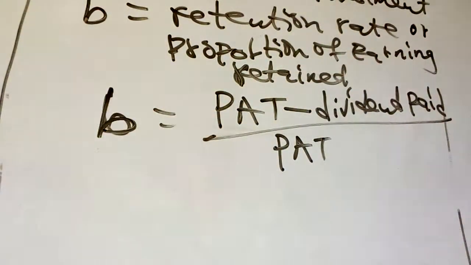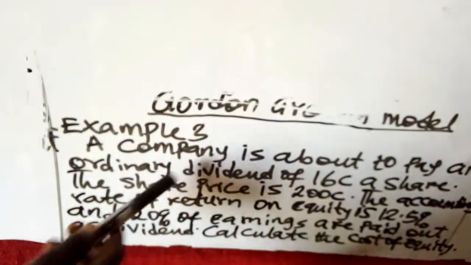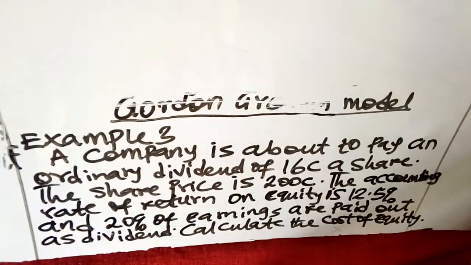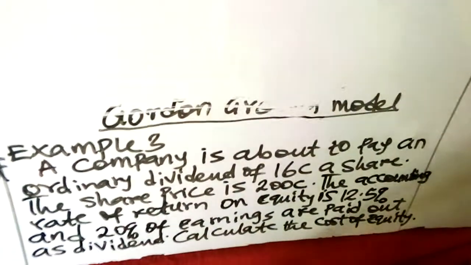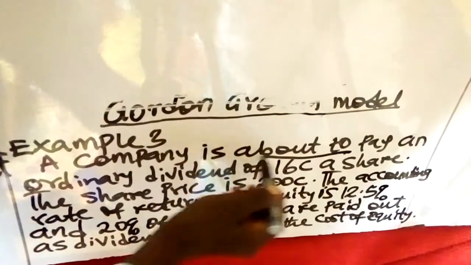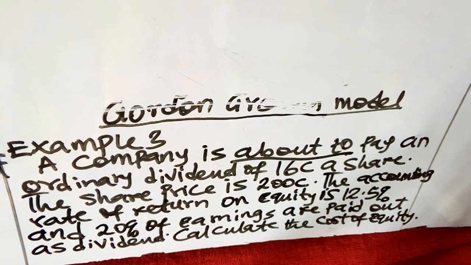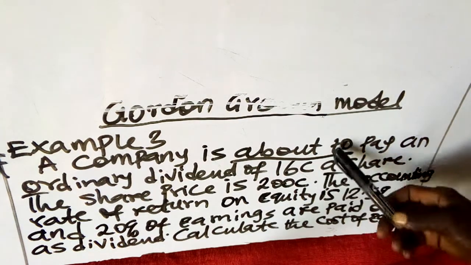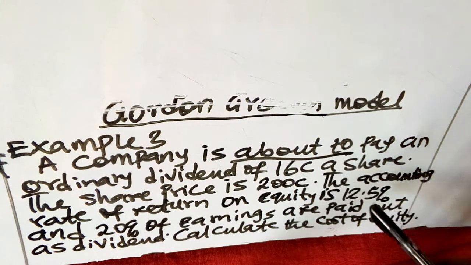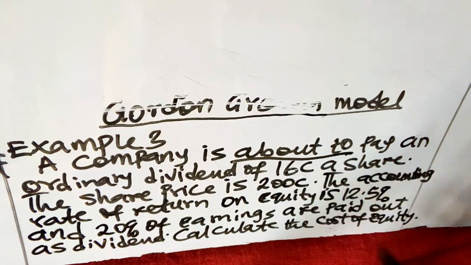So we want to take a question as example. Example 3. A company is about to pay an ordinary dividend of 16 cents. About to pay means they have not paid it. Since the dividend has not been paid, there is an outstanding dividend. In that case, the market value will be cum div, so you need to convert the market value to ex div by subtracting the dividend from the cum div market value.